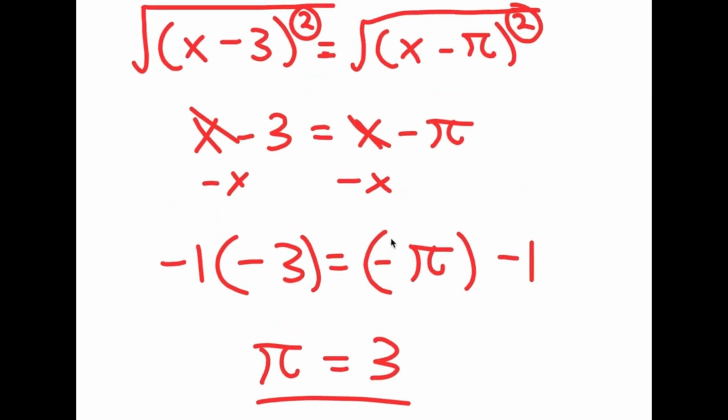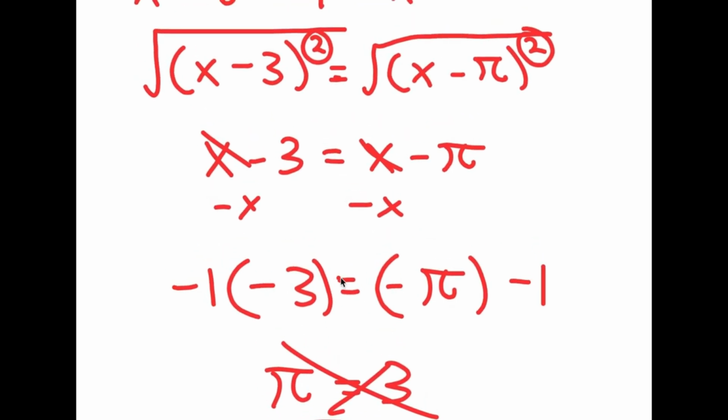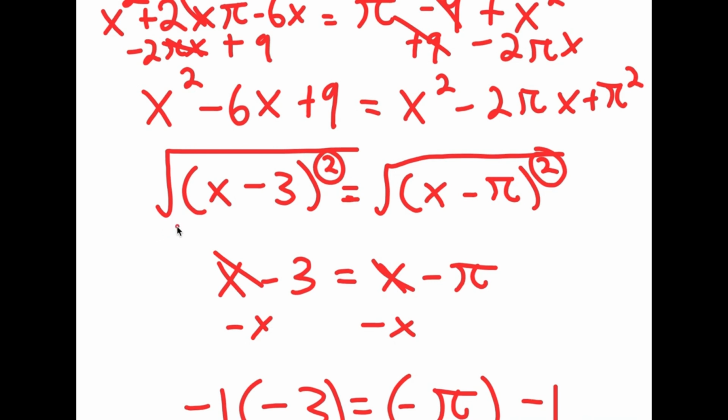So now, where did I go wrong? Because obviously we know that pi is not equal to 3. So where did I go wrong? Well, I actually went wrong on this step right here, where I said that the square root of (x minus 3) squared and the square root of (x minus pi) squared are equal to x minus 3 and x minus pi respectively. Well, this is actually not true.